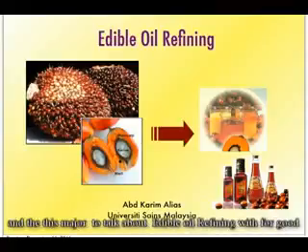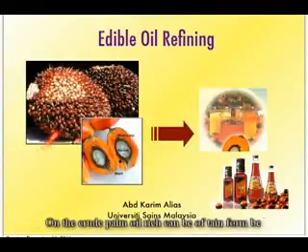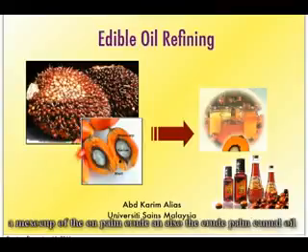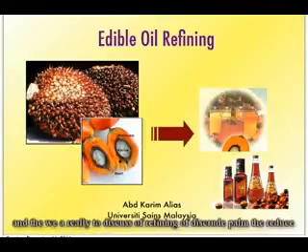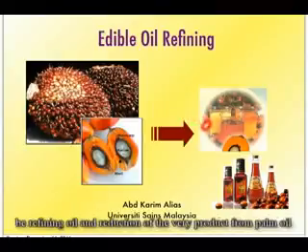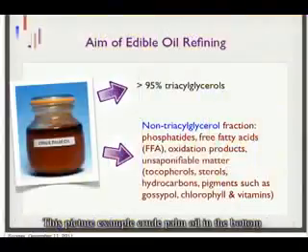Edible oil refining, with focus on the crude palm oil, which can be obtained from the mesocarp of the oil palm fruits, and also the crude palm kernel oil. And we are going to discuss the refining of this crude oil to produce the refined oil and the production of the various products from the palm oil.